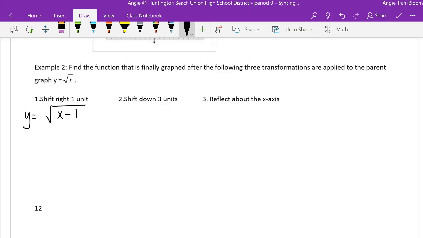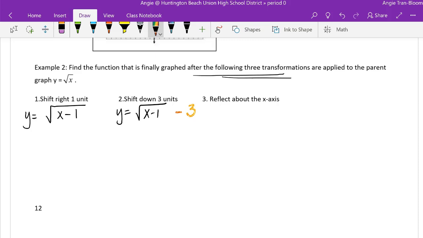Then number 2, after you shift right 1 unit, you are going to move down 3 units, okay? So you're going to carry over the first transformation, because it says here, after the 3 transformations are applied. The reason we're doing it in stages is so that you understand which one's a horizontal translation and which one's a vertical translation, okay? Shift down 3 units means we're going to subtract 3.